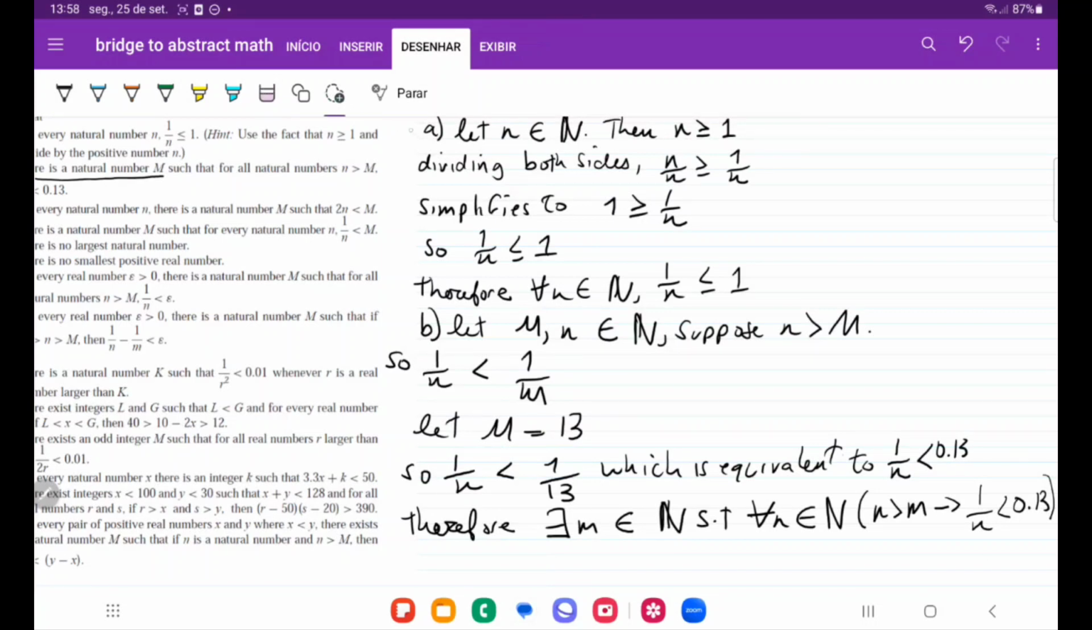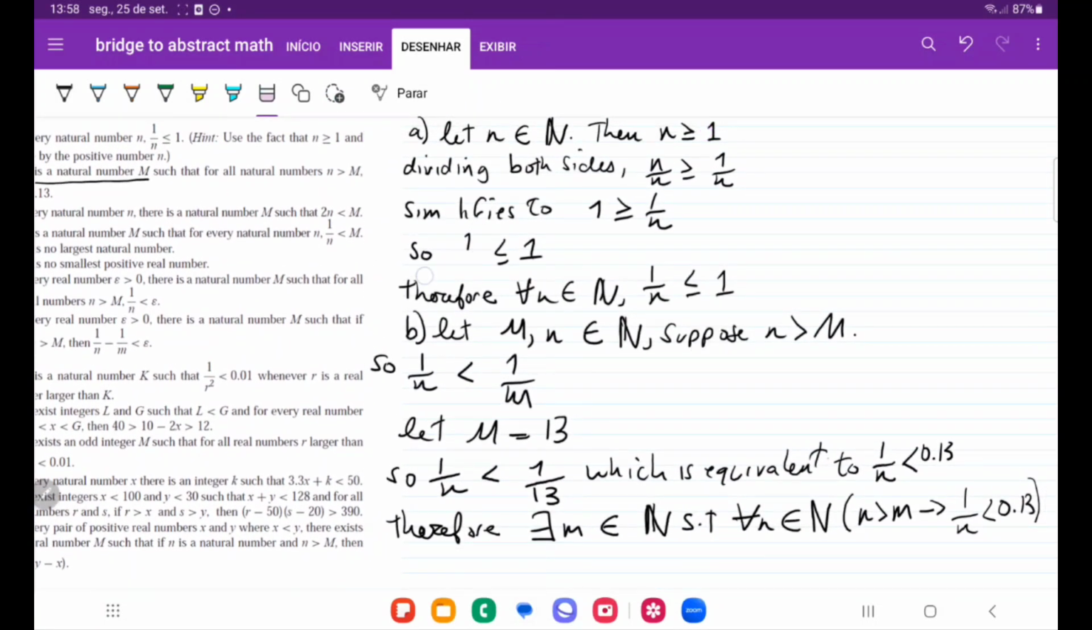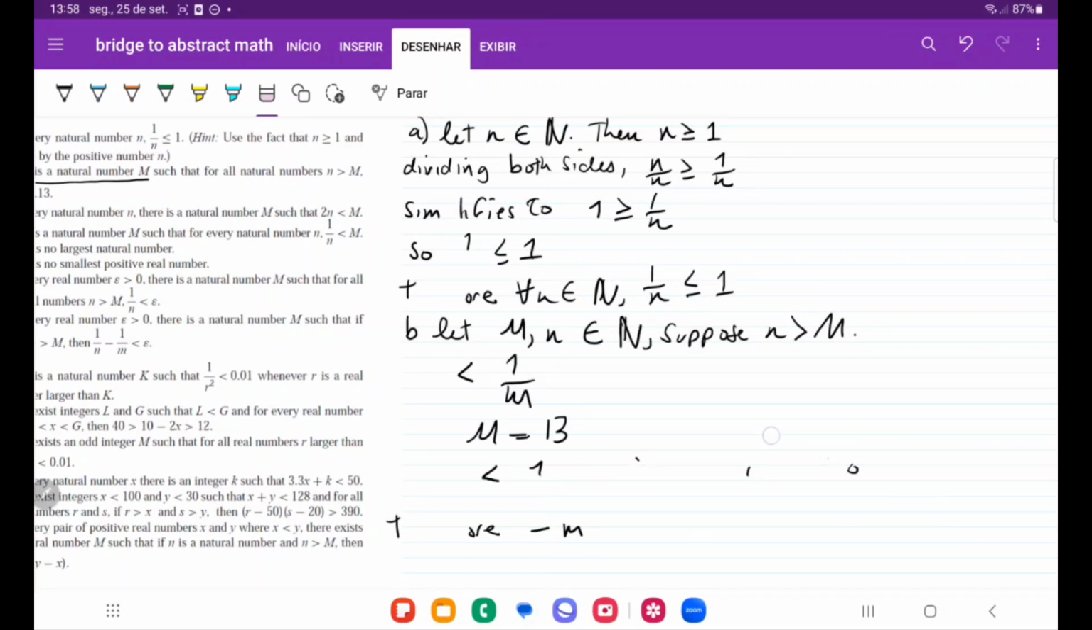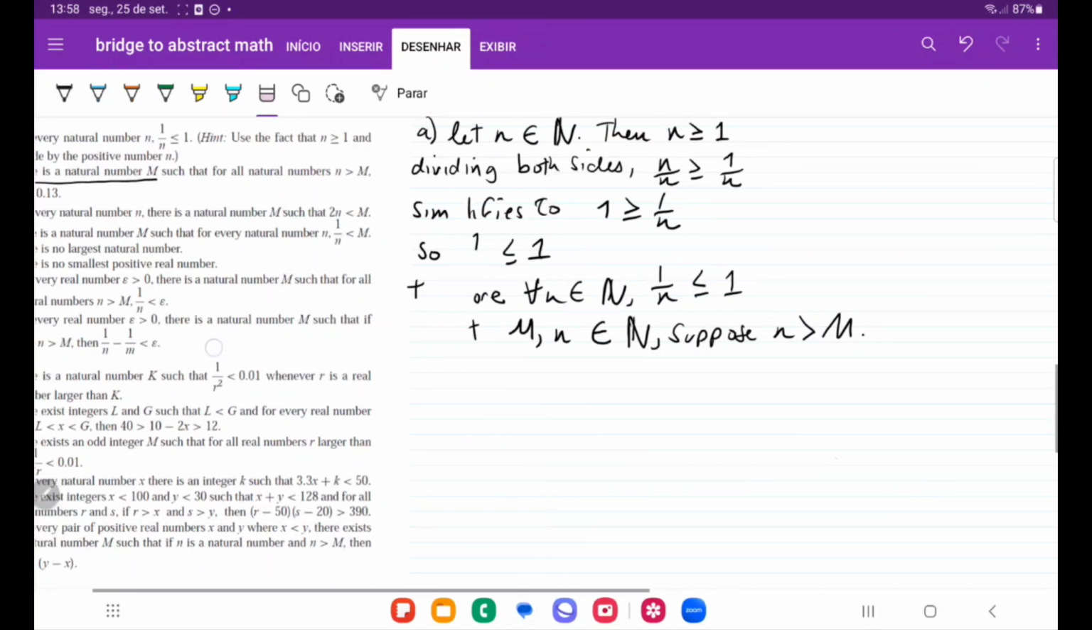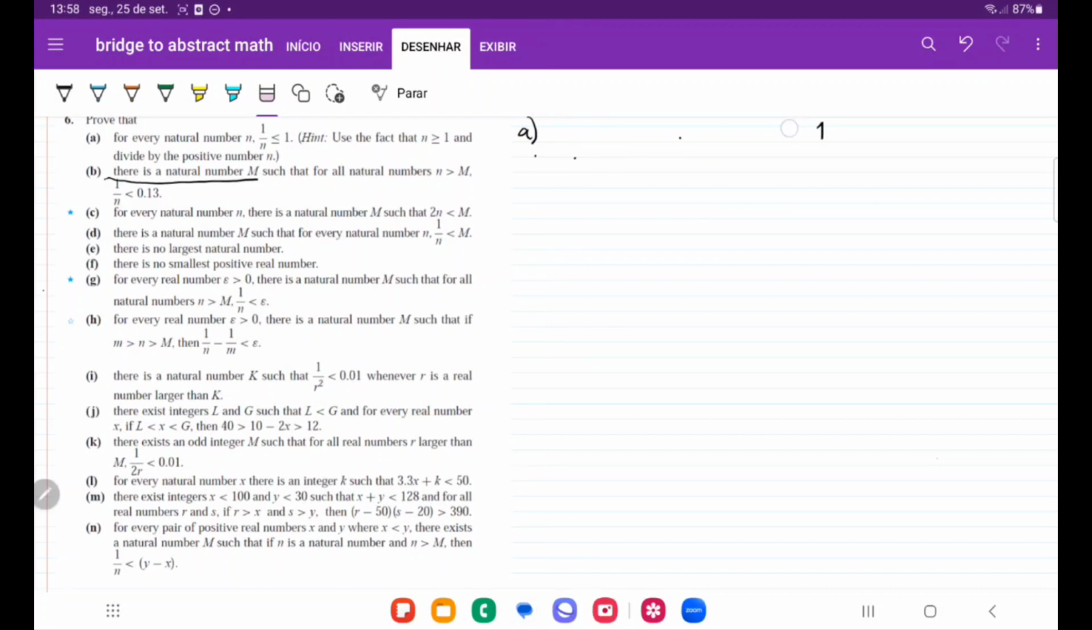Okay. So let's go to item C, and I'm going to try to erase all of this at once. It's not letting me, so afraid we're going to have to erase it individually. All right, let's go to item C. So item C says that for every natural number n, there is a natural number m such that 2n is less than m. So we're going to say here, for C, for every natural number n. So let n belong to the set of natural numbers, and then what do we have here? There is a natural number, yeah.